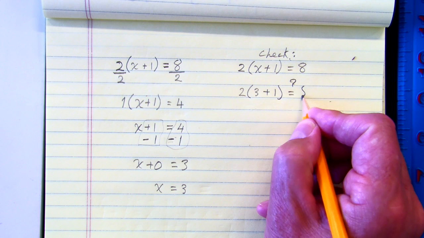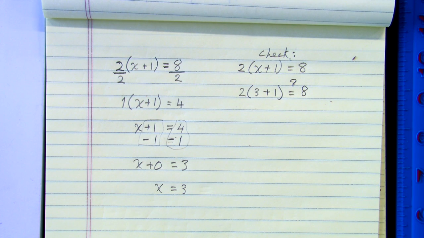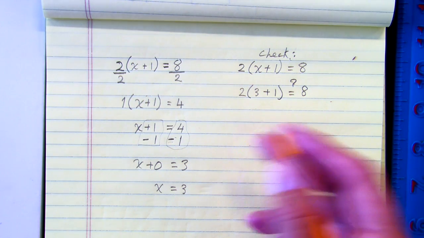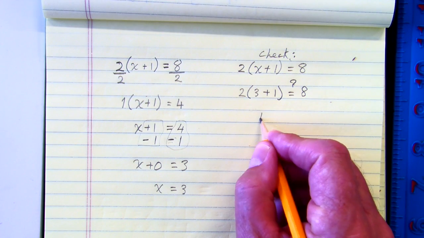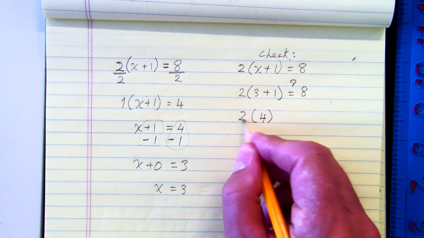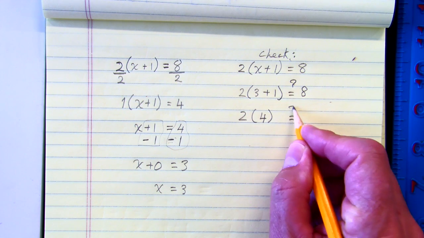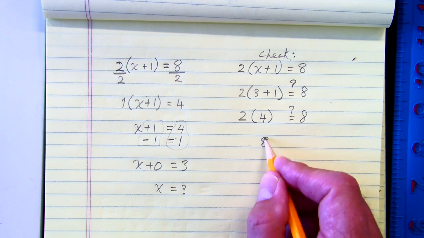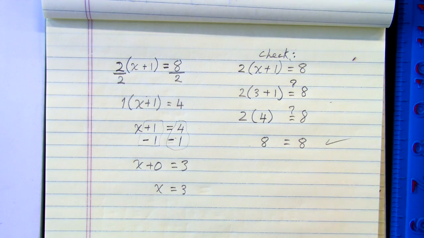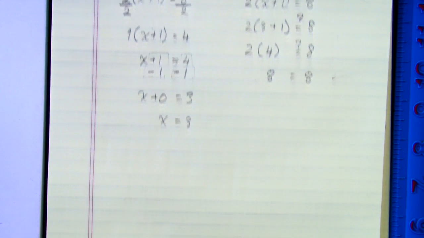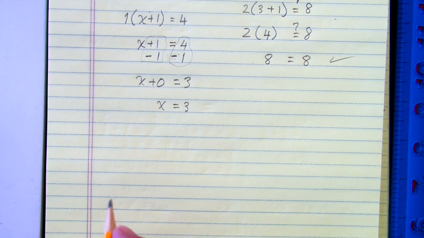Does it equal 8? All right, so now we've gotten rid of all the variables. Now we have to use our rule, whatever's in the parentheses first. 3 plus 1 is 4. And does 4 times 2 equal 8? And we see, yes, indeed it does. So we know now that our equation has checked. Okay? Very simple. Now let's go use one with a division problem.